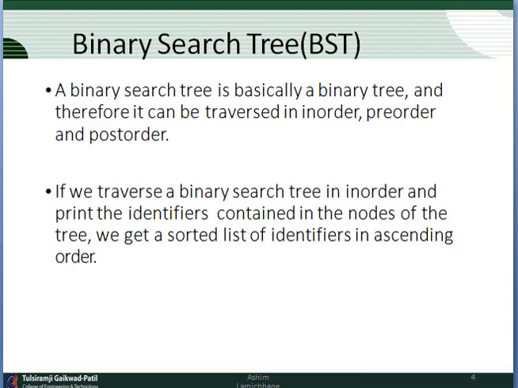If we traverse a binary search tree in order by applying the in order algorithm, we know that it follows: first, recursively traverse the left subtree, then the root in the middle, and step number 3 is recursively traverse the right subtree in order. If we follow the same algorithm, for the values contained in the nodes of the tree, we get a sorted list of identifiers in ascending order.